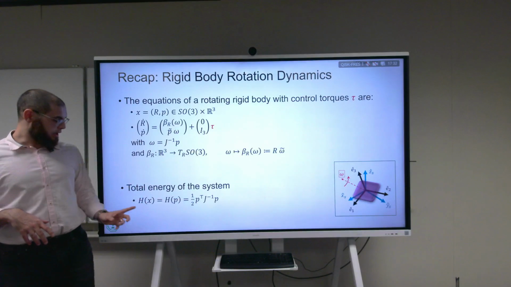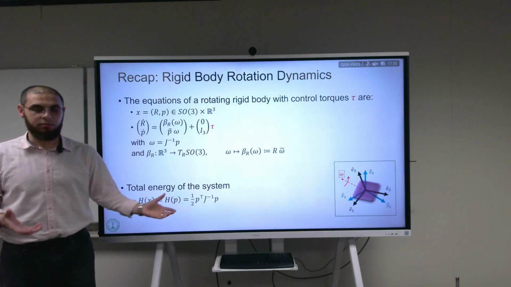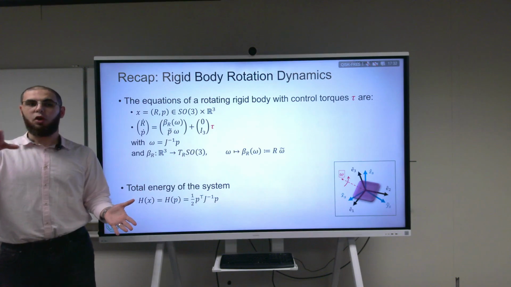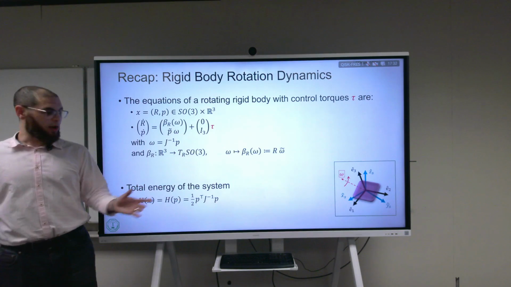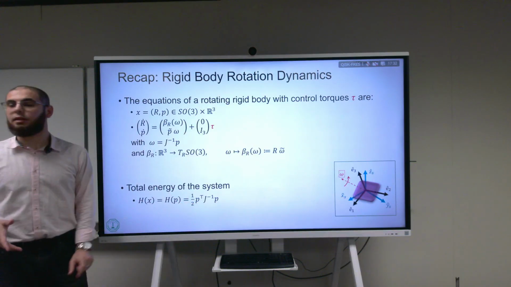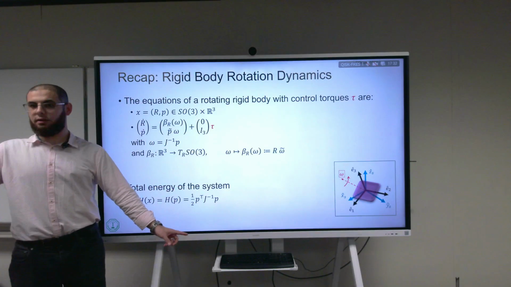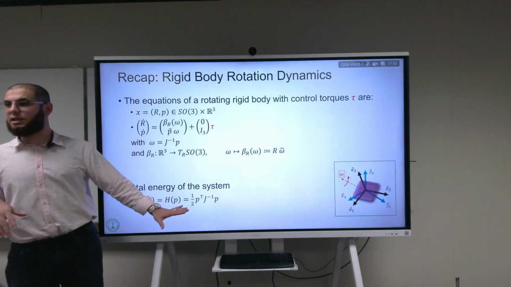Okay, so here similarly the kinetic energy of the system, as you know, is actually half omega transpose J omega. But if we write it in terms of the p, where p is J omega, you can rewrite it like that. This is very similar to 1 over 2m v transpose v in the point mass. Okay, does this make sense for everyone?